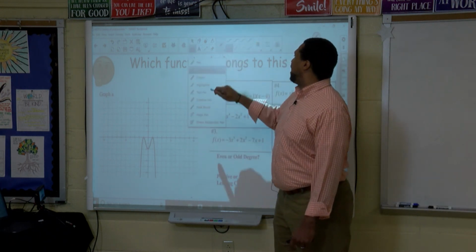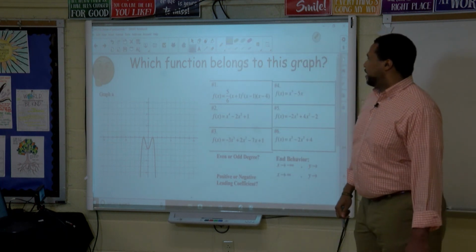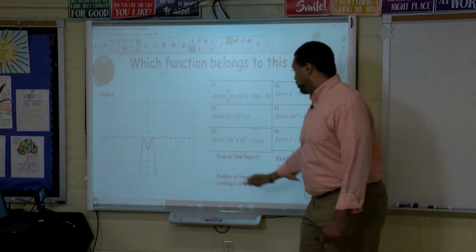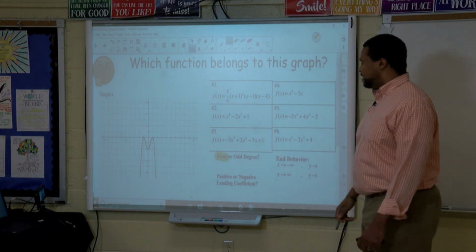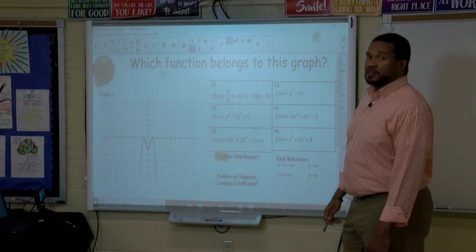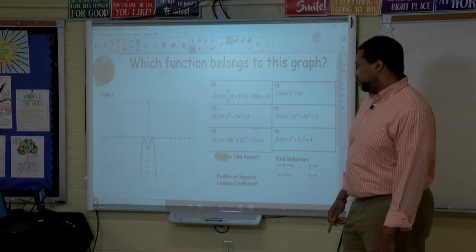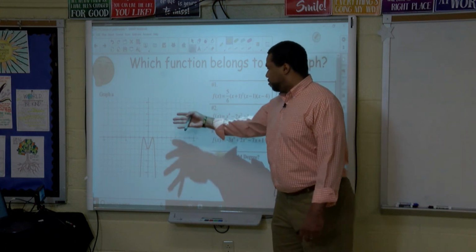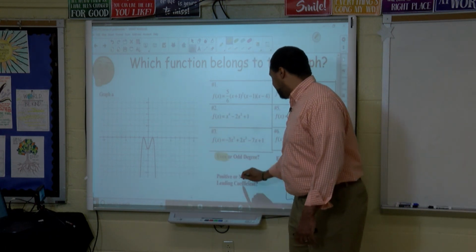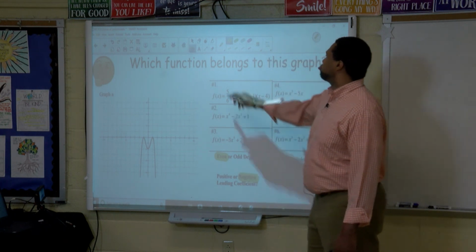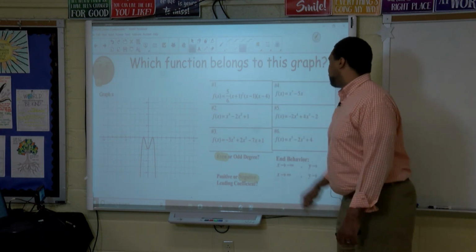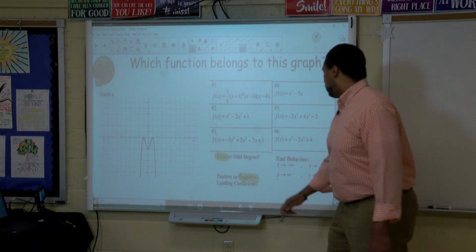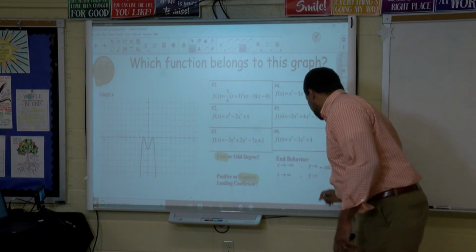Let's look at the same behavior we were looking at ahead of time. Is it an even or odd degree? Are they going in the same direction or different direction? It's the same, therefore it's even. The polynomial function is even. So we know it has an even degree. Positive or negative leading coefficient? Well, it's even and it's facing down, so that is negative. As x approaches negative infinity, y approaches negative infinity. As x approaches infinity, y also approaches negative infinity.